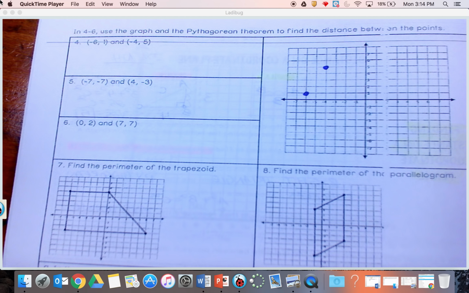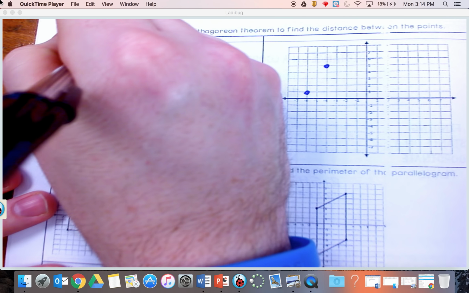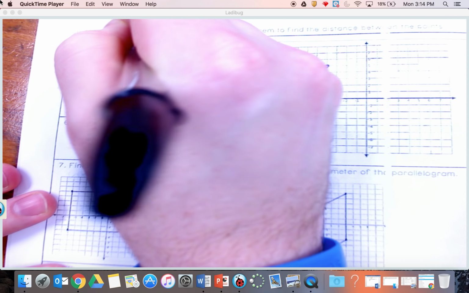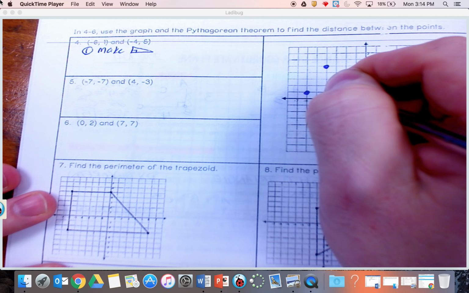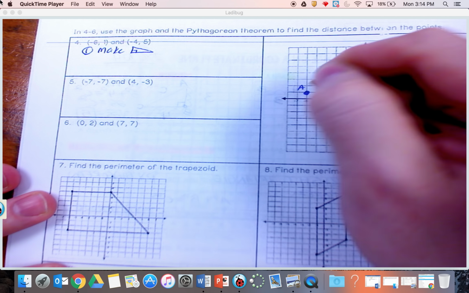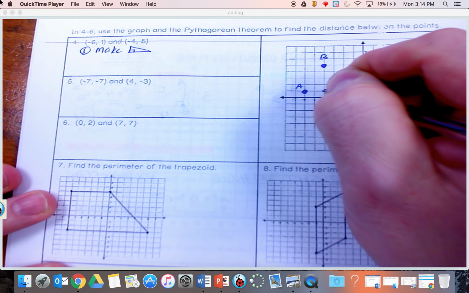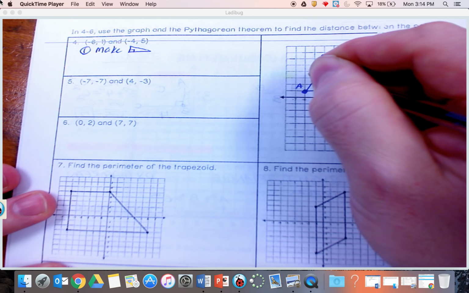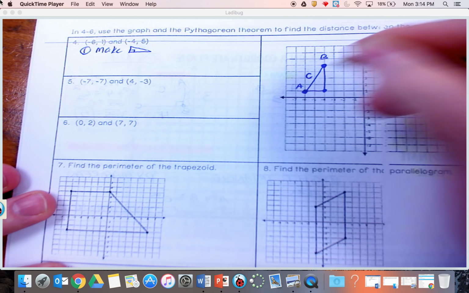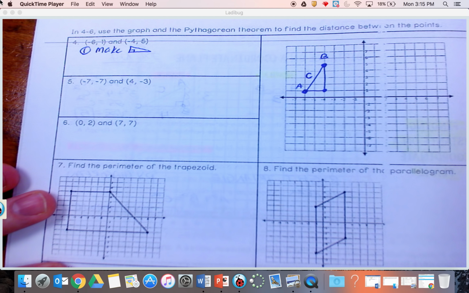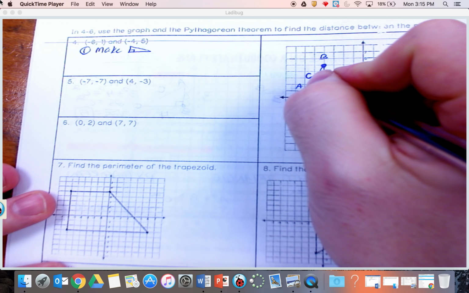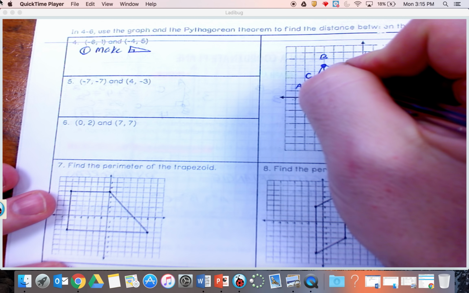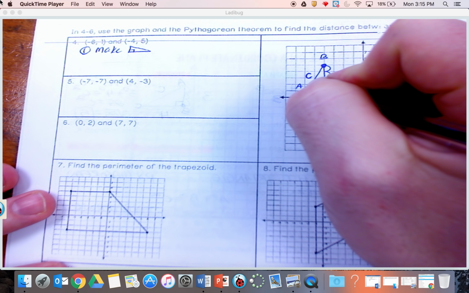I plotted that one, so the first step is the same thing: make a right triangle. So I'm going to make my right triangle. Here's A, and there's B. There's my right triangle. My distance here is C, and right there is my hypotenuse. Then I know that this is 1, 2, and this is 1, 2, 3, 4. So now I've got 4 by 2.